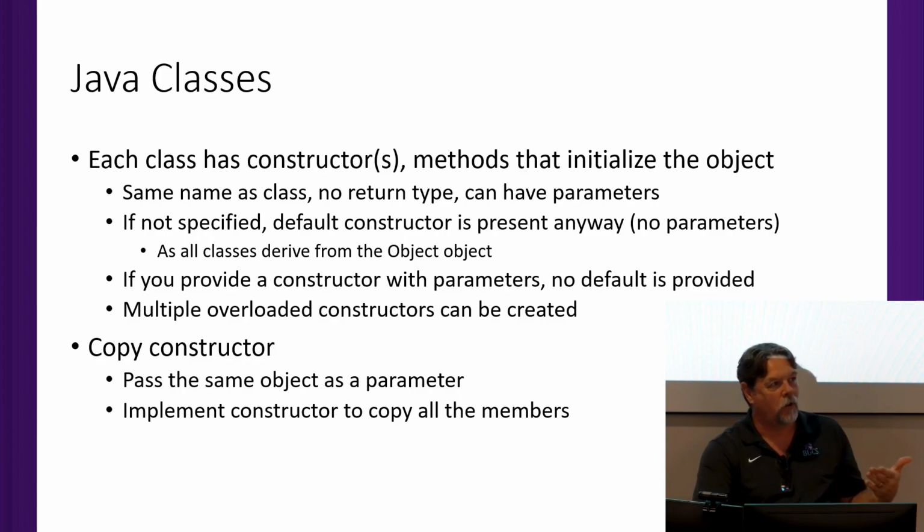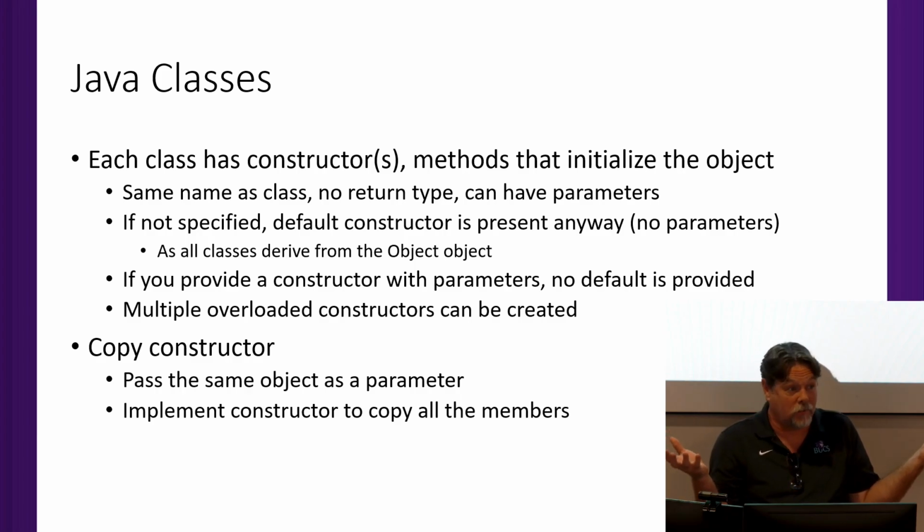Because if you have a default constructor and it's private, nobody can call new on the object. It'll give you an error saying, sorry, you don't have access to the constructor. Well, if you don't have access to the constructor, how do you create one of those objects? And why would you want to do that?